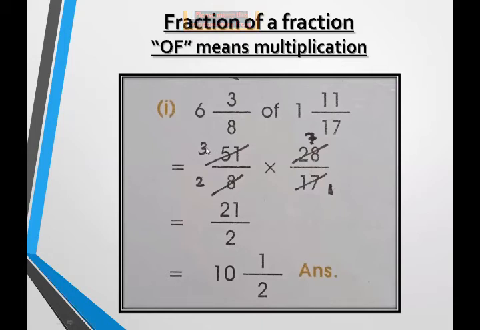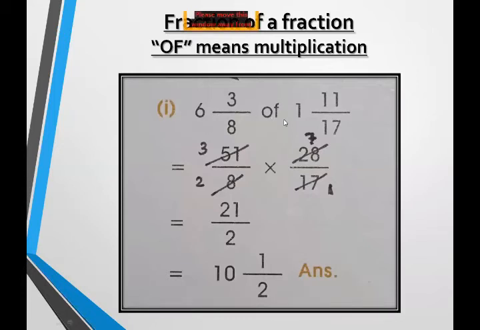So what do we have to do? First, convert the mixed fraction into a common fraction. How can we convert it? Simple. This is the denominator, 8 represents the denominator. Multiply the denominator with the whole number 6. 8 sixes are 48. And then add the numerator. 48 plus 3 becomes 51. 51 over 8. The denominator always remains the same. There will be no change in the denominator.